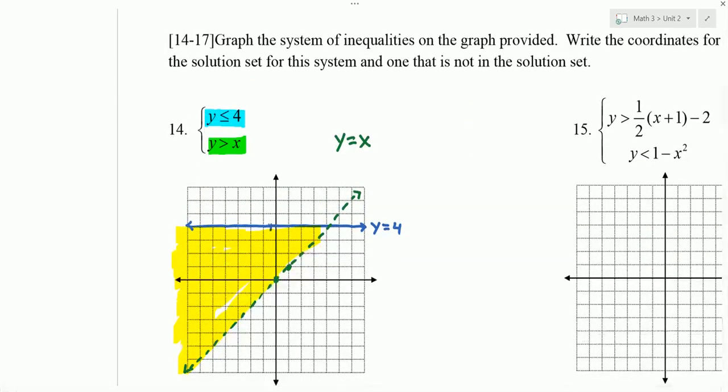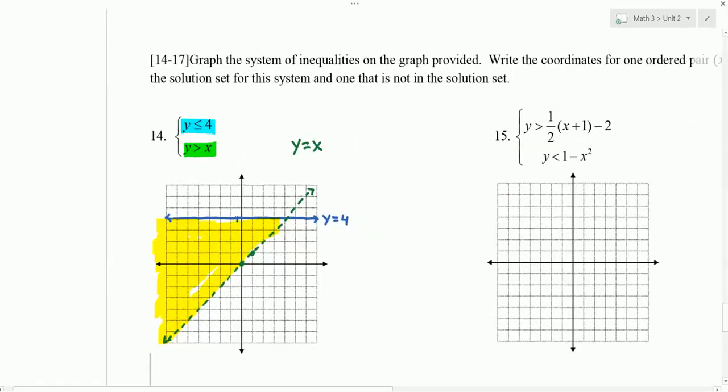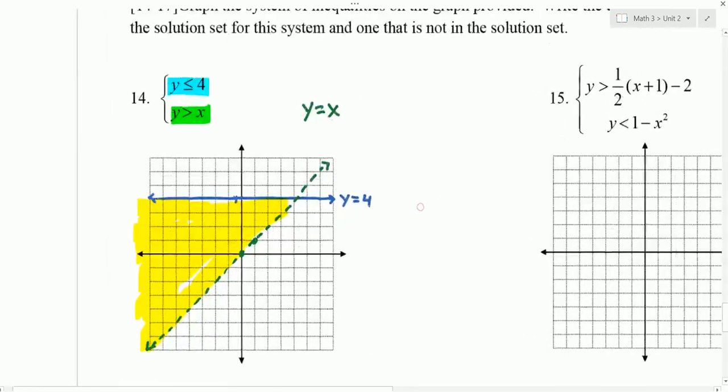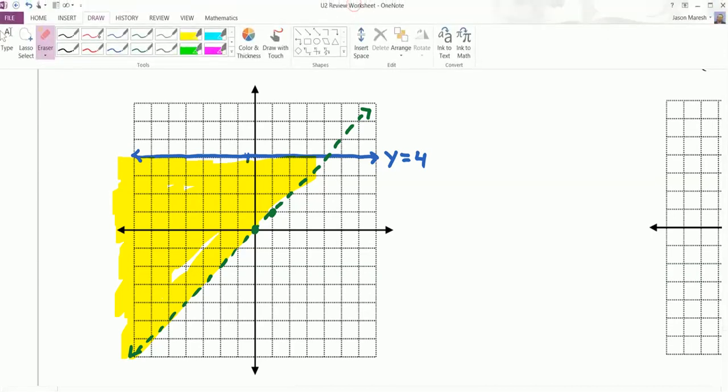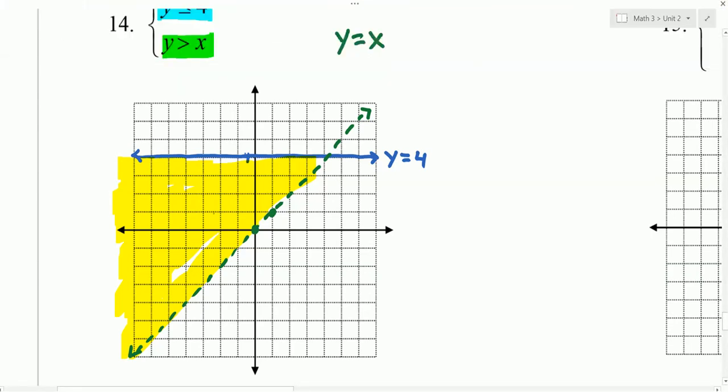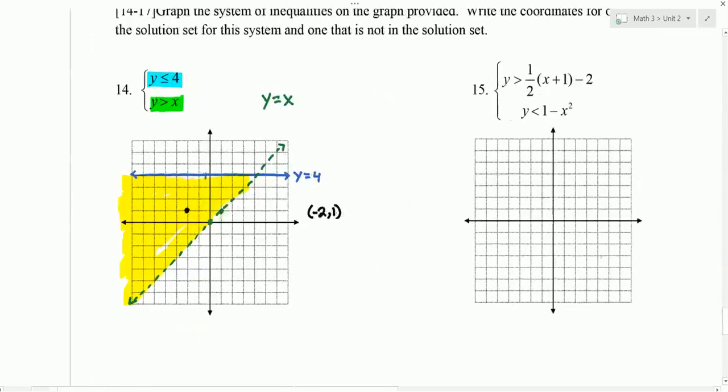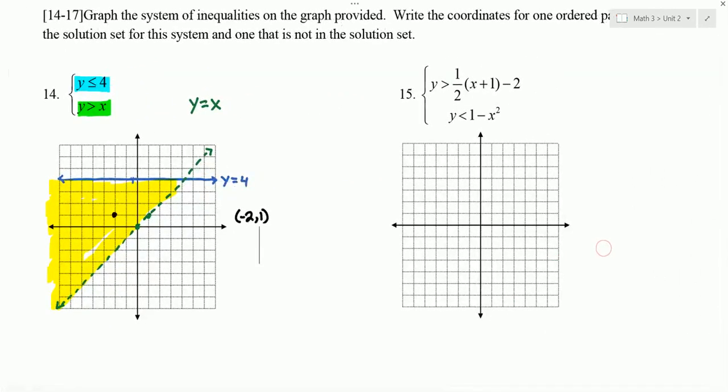Now notice it says write the coordinates for one ordered pair in the solution set. So pick any point in that shaded region, or you can even pick a point on the solid line. Any of those would represent a solution. So I'll pick this point right here. There's no doubt that that's in the shaded region, so it's at -2, 1. There we go. Number 15.